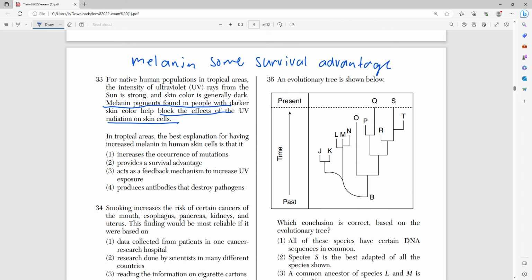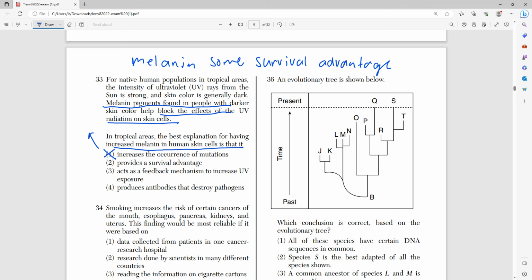In tropical areas, the best explanation for having increased melanin in human skin cells is that it what? Does it increase the occurrence of mutations? Wrong, right? It blocks out UV radiation. Since you're blocking out radiation, you cannot have a mutation, right? Because random mutations often come from radiation. And if you're blocking that solar radiation from hitting you, how can you mutate those cells?